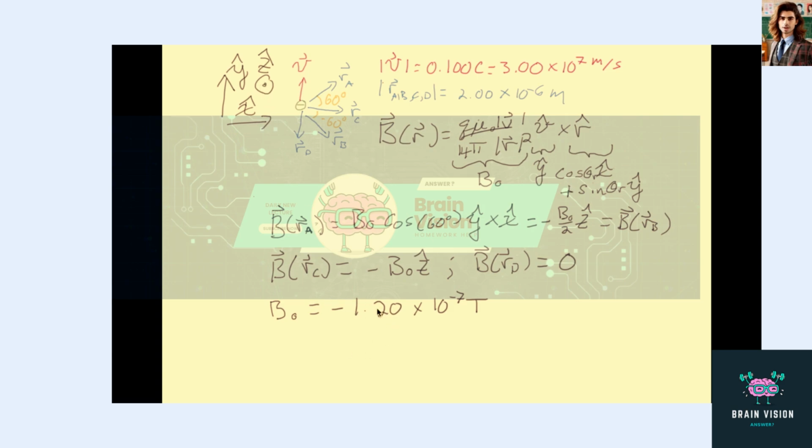And we wrote this with 3 significant figures because that is all the significant figures we are given for the velocity and the distance.